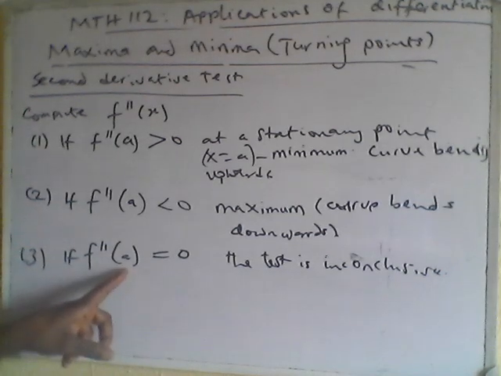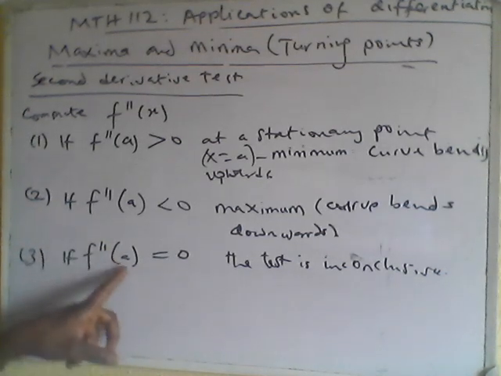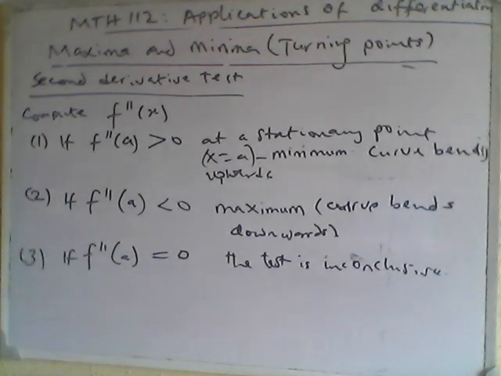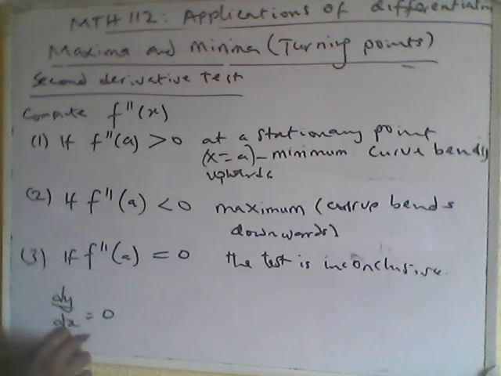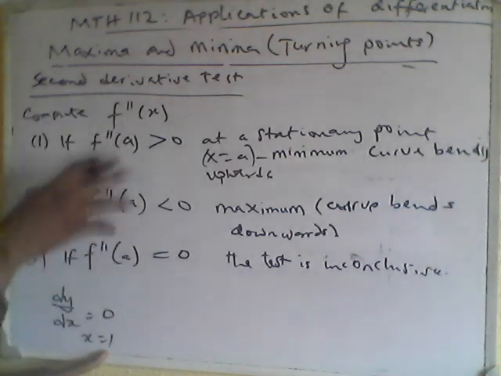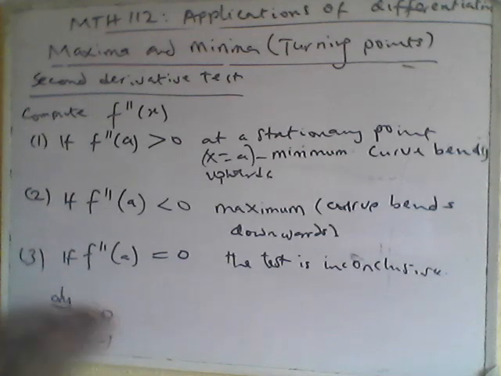Remember, you are putting a inside this derivative. a is the stationary point, and the stationary point comes from the first derivative equal to 0. What's the value of x? If you put dy/dx equals 0, what's the value of x that you get from here? That value of x, if you get x equals 1, that 1 is the stationary point. That 1 becomes a for this second derivative test. Understand? Okay, so let's just remember that.